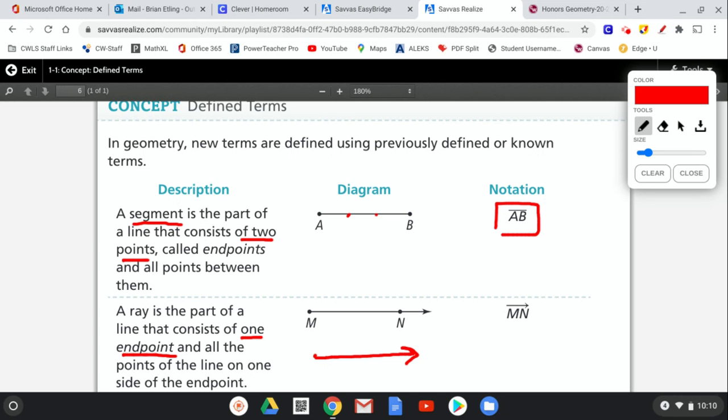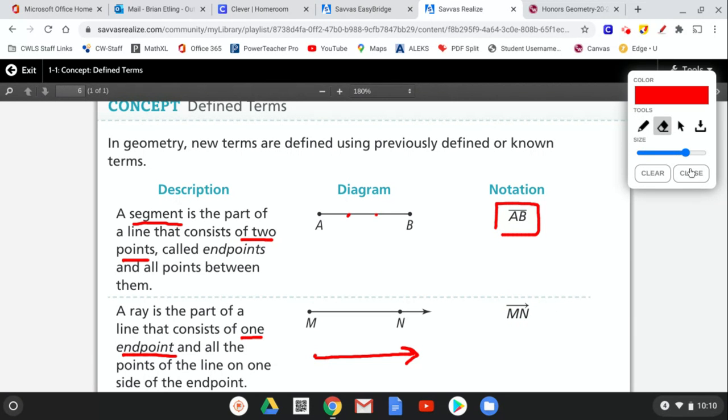So that's how we're naming things. We're just drawing a picture of it and putting it above the 2 points on whatever line, segment, or ray it is, and that's how we're naming it. So we have MN. Again, we only need 2 points to name this ray. So we have MN. That's what a ray looks like, a little diagram of it. That's why we put it above the MN.